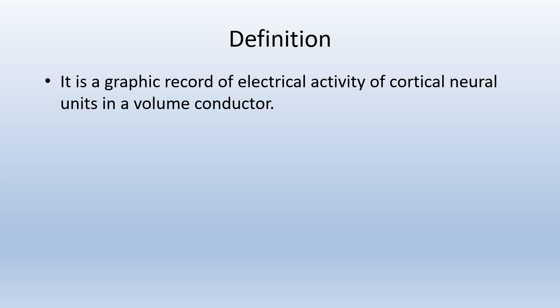An EEG is a graphic record of the electrical activity of the cortical neural units in a volume conductor. Electrical activity of a single or a few neurons cannot be recorded through the skull because a few neurons are unable to generate enough electrical potentials to be recorded through the skull. A huge number of neurons should discharge at one time, so that these electrical potentials could be recorded through the skull.